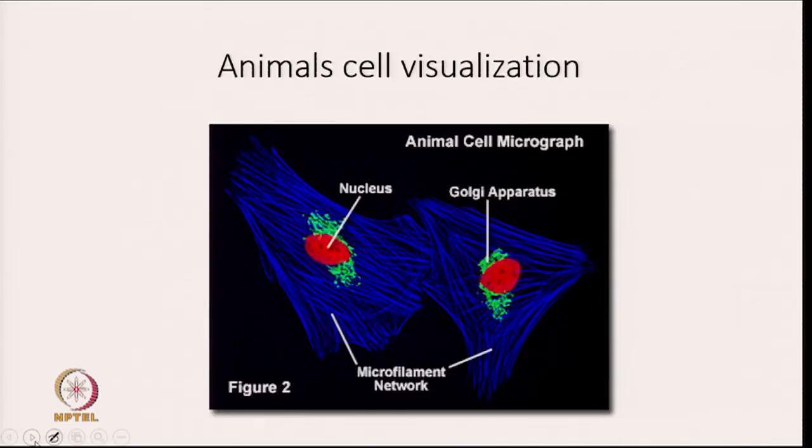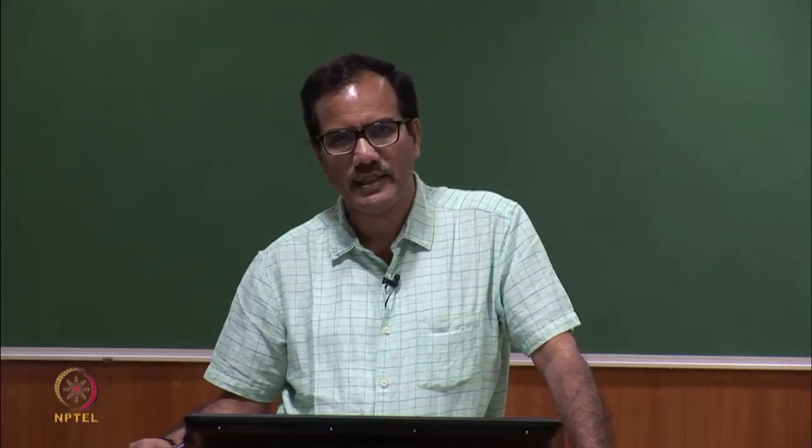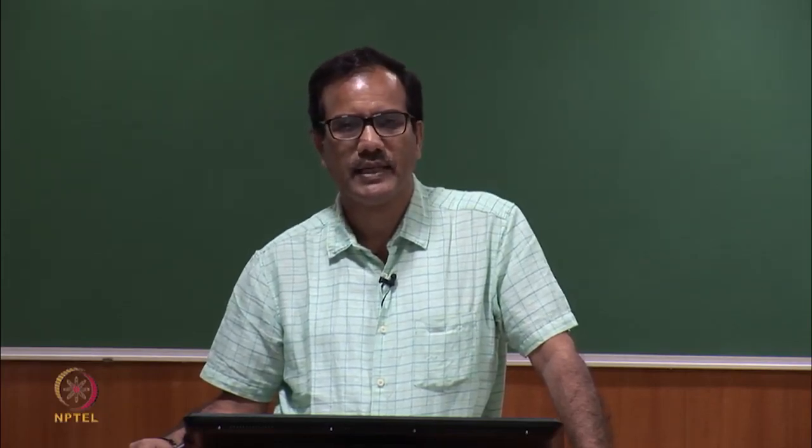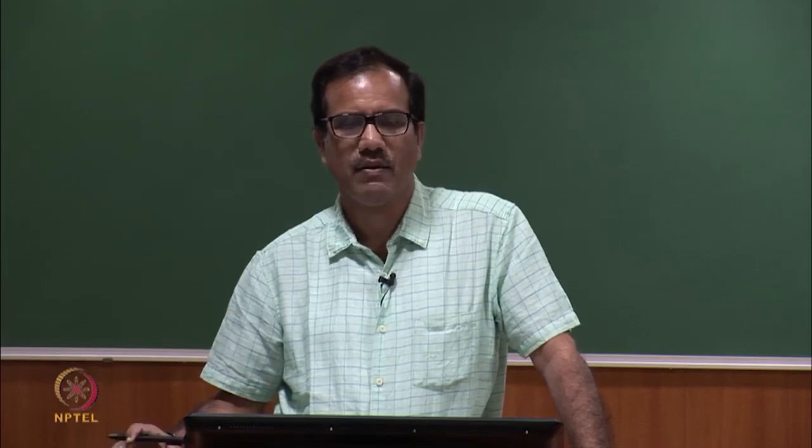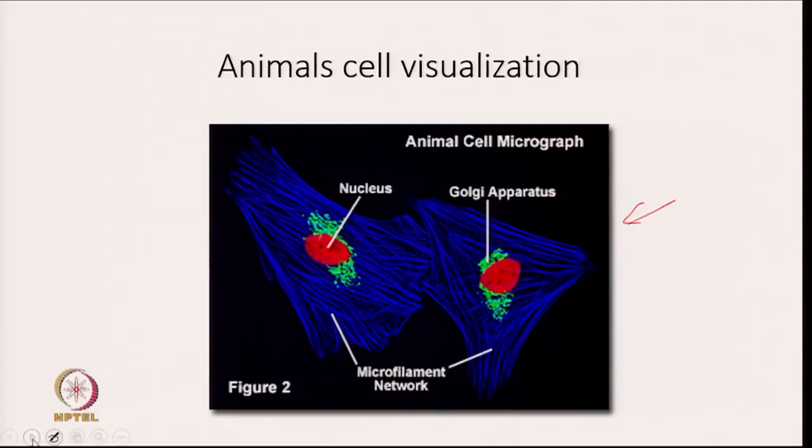We have already discussed this. Now there are several applications which I discussed with you last time, but I will also show you more applications of fluorescence microscopy. We can use fluorescence microscopy for animal cell visualization. Here is one animal cell micrograph. You see, this is your Golgi apparatus, this is nucleus, and then the microfilament network. They can be stained with different dyes, and you can see them clearly in an animal cell, and that is the beauty of fluorescence microscopy. You can see all these organelles clearly inside an animal cell.